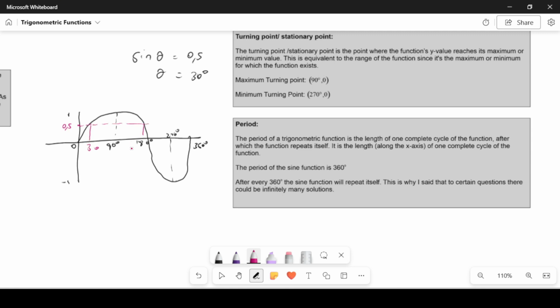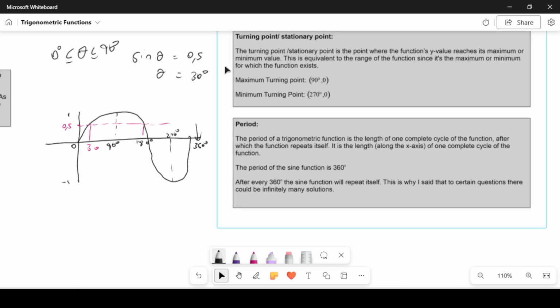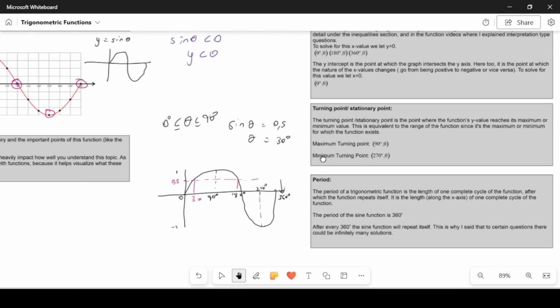This could be another solution, right? And if the function completes itself again, these values here will also spit out the value of half. Can you see that? So this is why we're saying that there could be infinitely many solutions. And when we solve these problems, they said theta must be between 0 degrees and 90 degrees. They told you it must be in quadrant 1. If you don't understand that, I'm going to get to these problems and you're going to see the power of this.